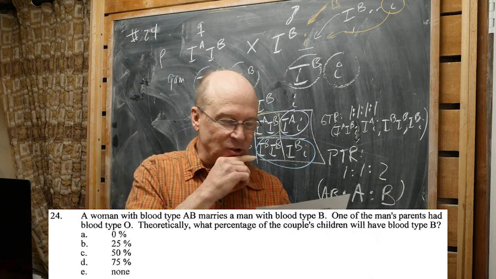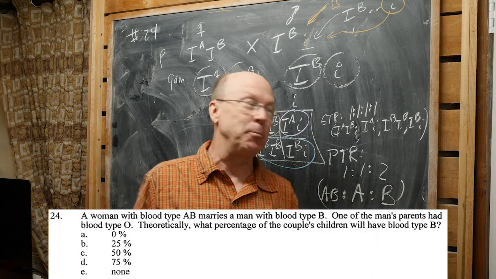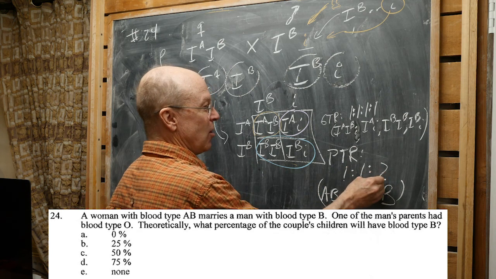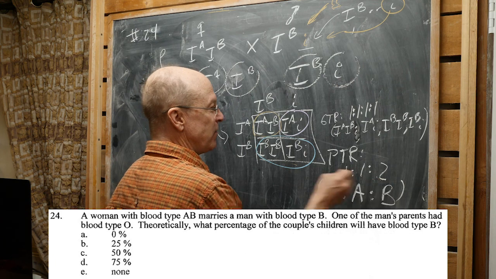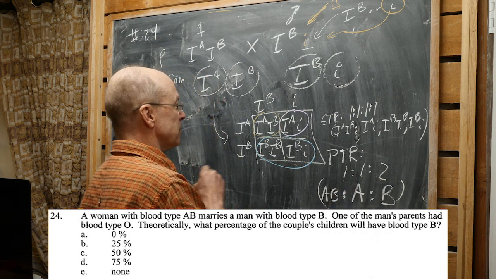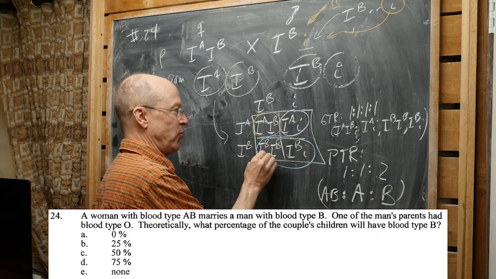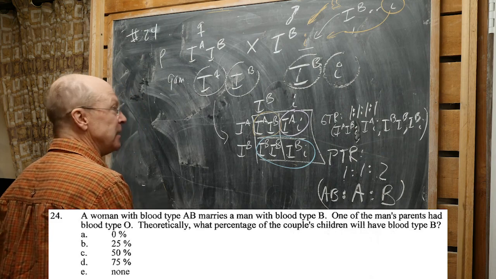So then, of course, here are our answers. Theoretically, what percentage of the couple's children will be type B? We already know that. It's 50%. You can see it right here. So that's 25%, 25%, 50%. 50% of the offspring. Your answer sits there as C.